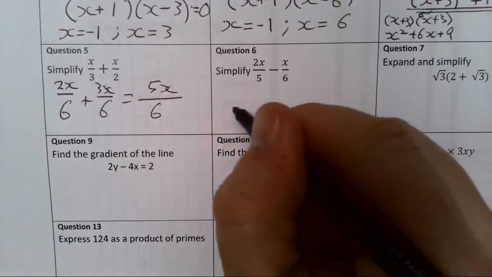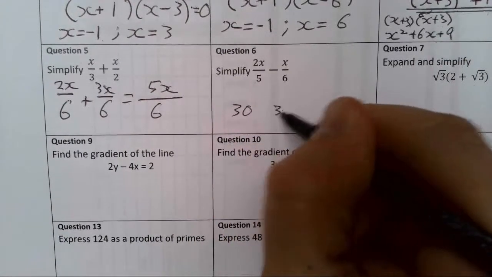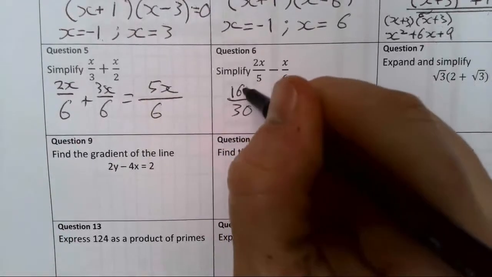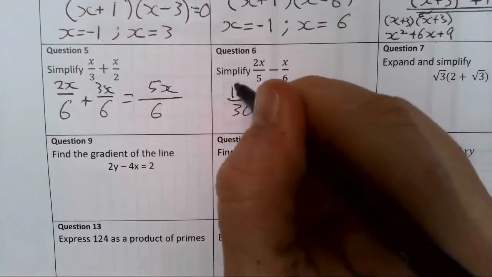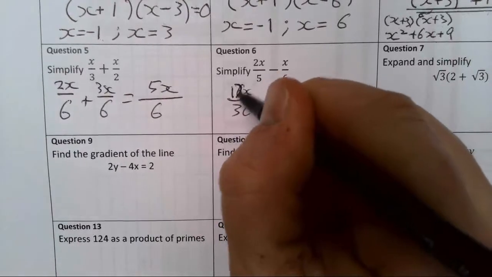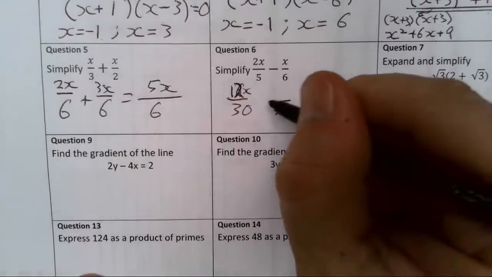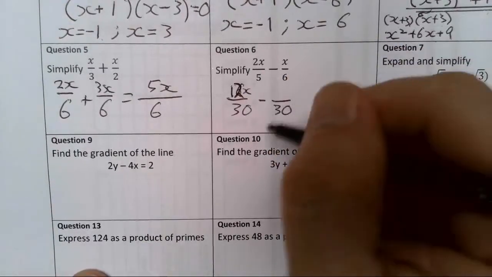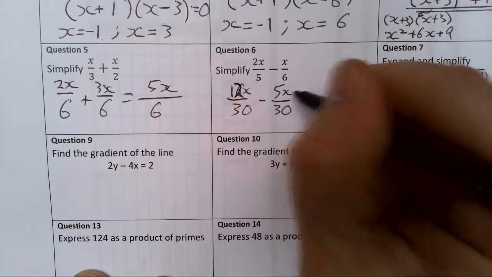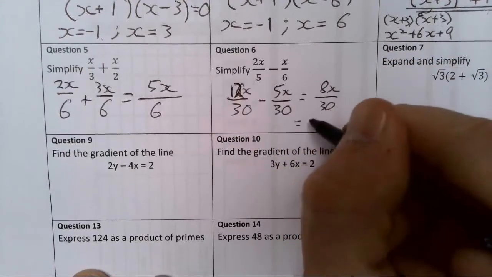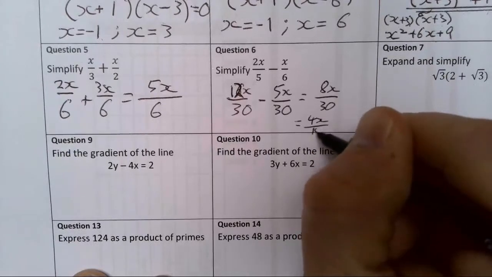Lowest common multiple here, I've got 30, so tops times by 6, 12x. Take away, bottoms times by 5, tops times by 5, 5x, gives me 8x over 30, or 4x over 15.